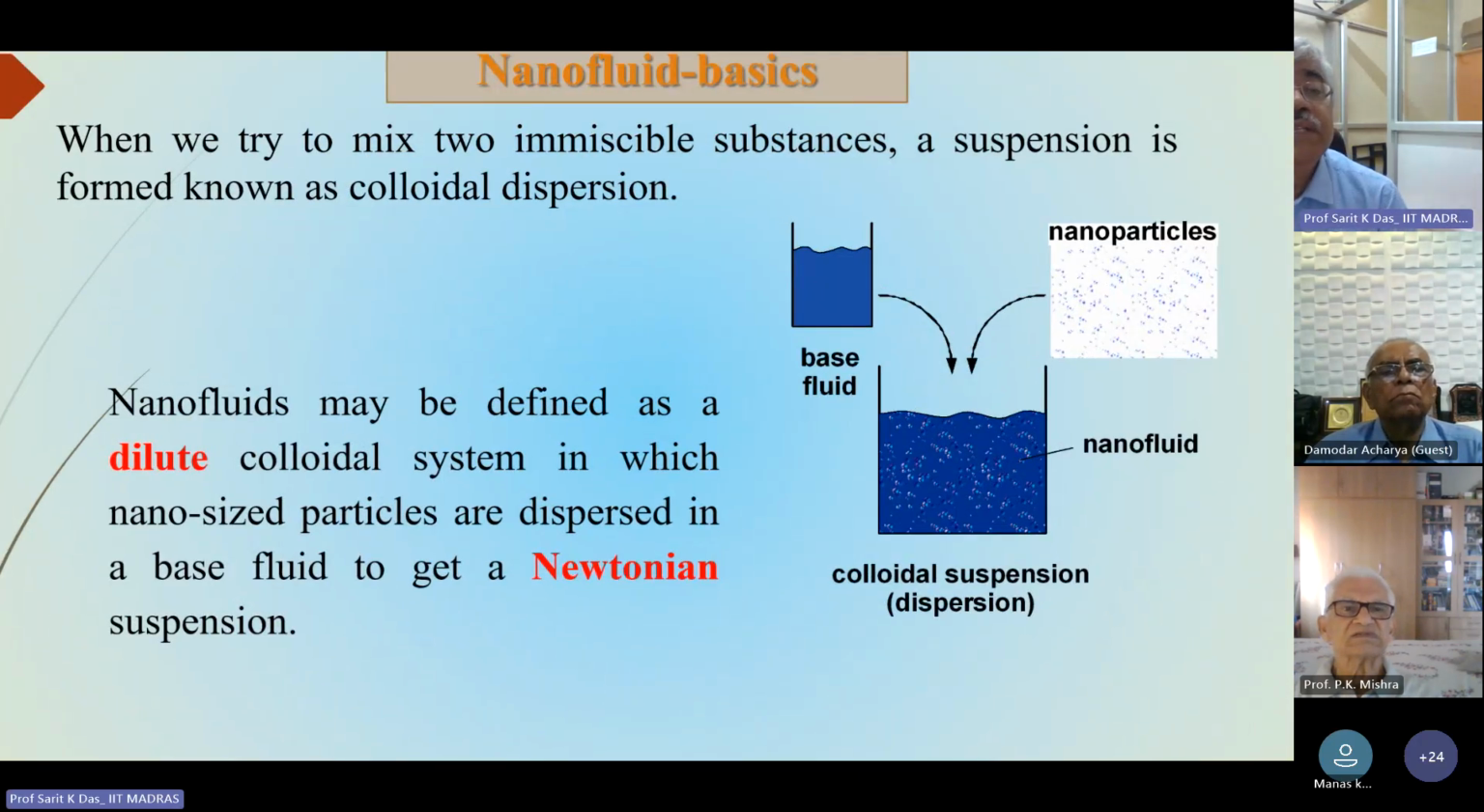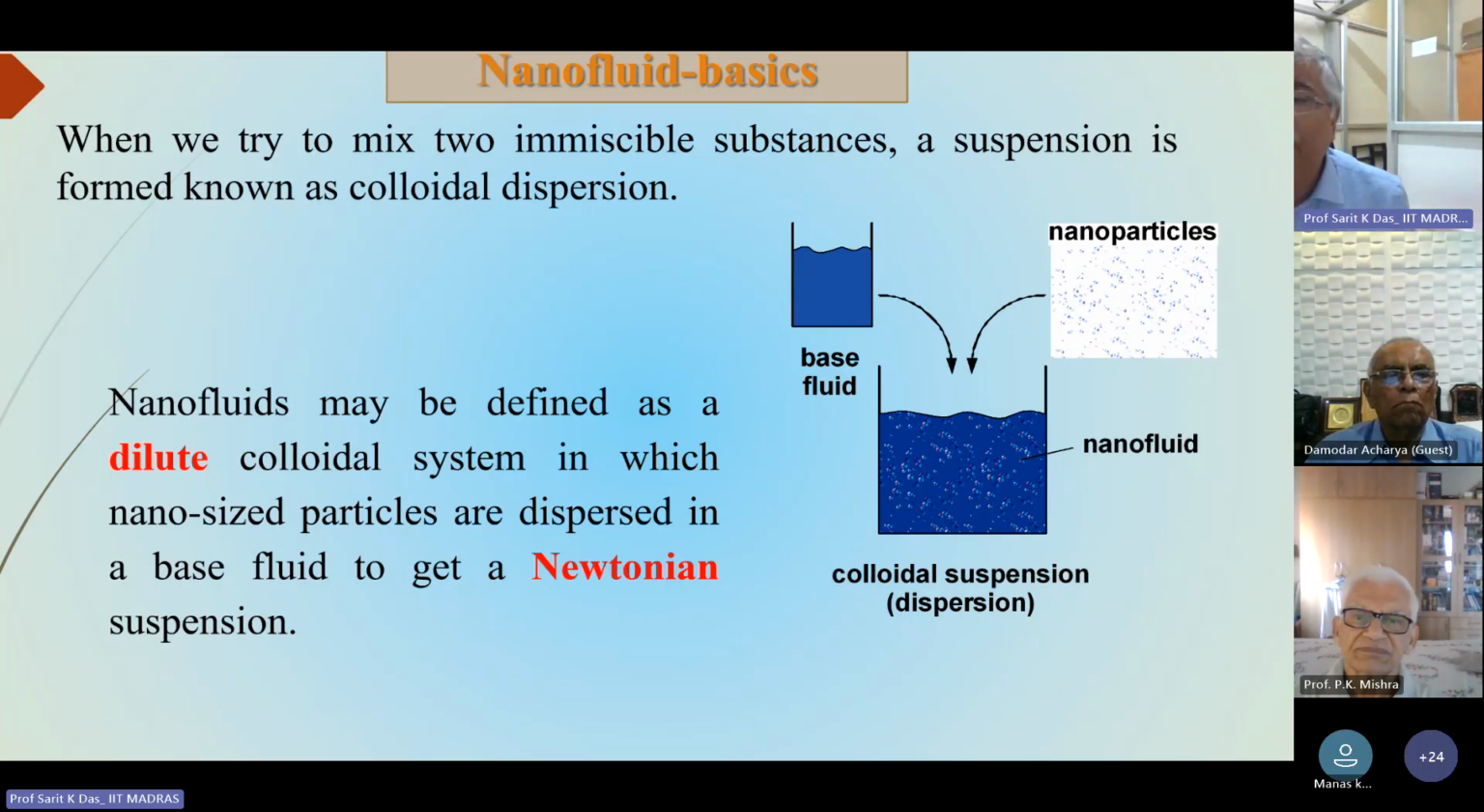When two immiscible fluids, particles and liquids, are mixed, we call it a suspension. Generally, smaller size particles suspended in liquids are called colloidal suspensions or dispersions. But nanofluids may be defined as a special kind of colloids which are very dilute. So two points are important.